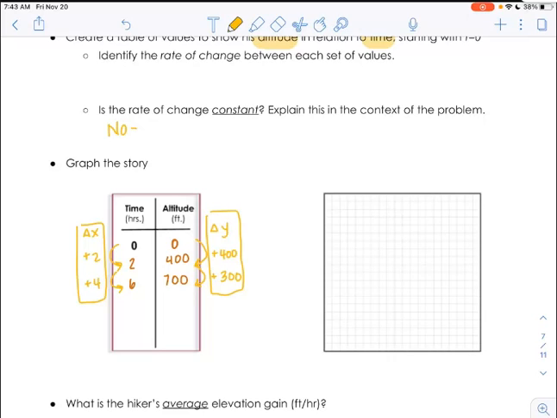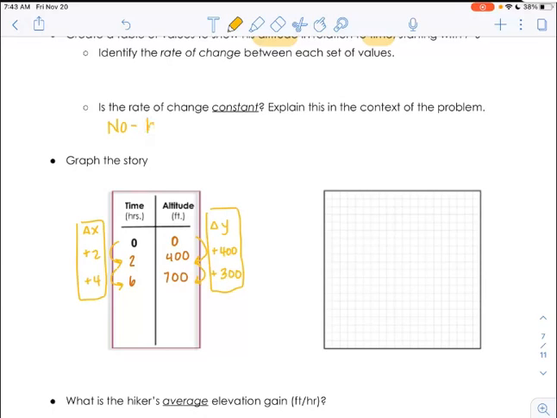He is not, just to say this simply, he is not climbing at a constant rate. And this could, if we're talking about the context of the problem, be because some parts are steeper than others and he does them slower. Maybe he took a break to eat lunch or drink water. So that is what we just want to consider there: what kind of factors might be influencing that.